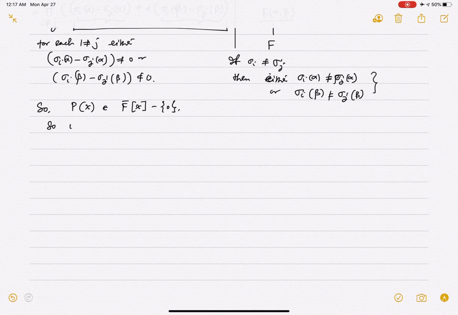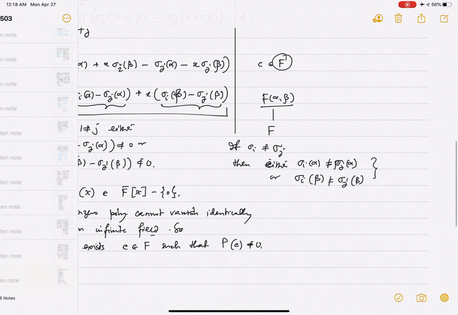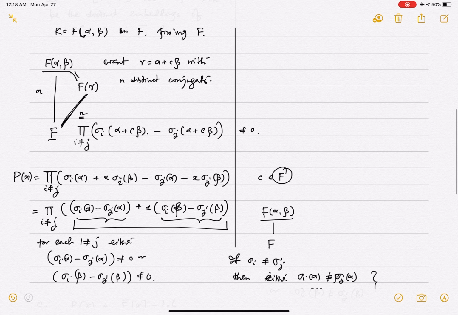So a non-zero polynomial cannot vanish identically on an infinite field. So there exists some c in F such that P(c) is non-zero, but that amounts to saying that this product is non-zero.